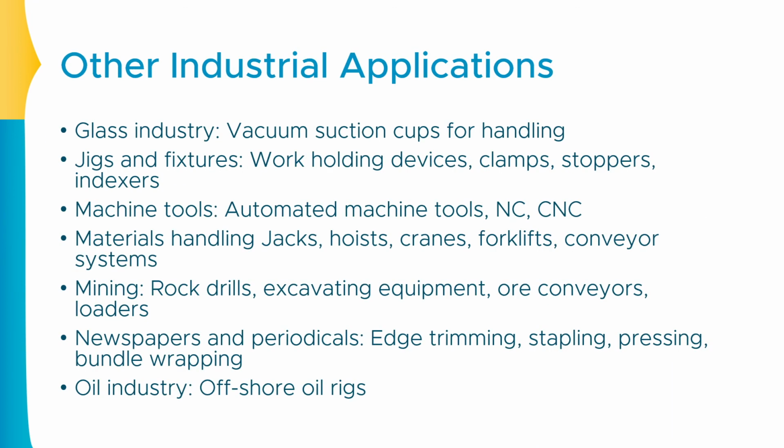If you observe the glass industry, for handling the glasses, the vacuum suction system used is actually powered by the pneumatic system. In jigs and fixtures, the work holding, clamping the devices, stopping the devices, all these things can be done using the pneumatic or hydraulic system. If you talk about the machine tools, any kind of automatic machine tool like NC, CNC, they can also use the hydraulic or pneumatic systems.